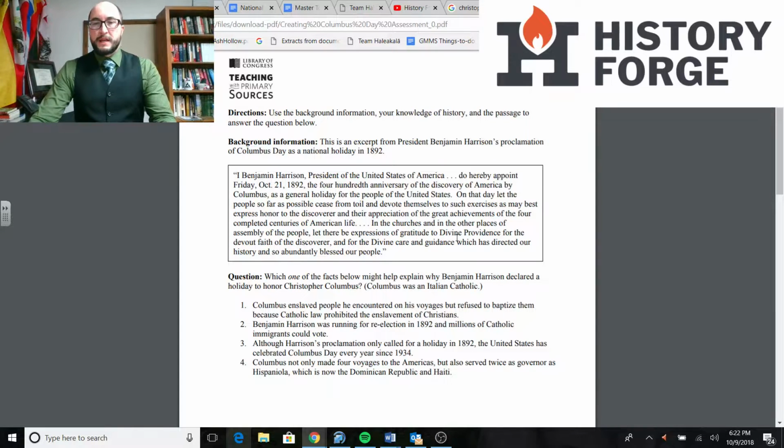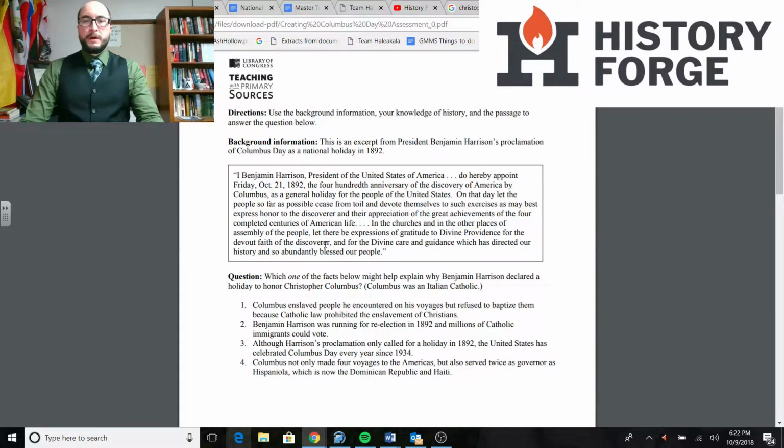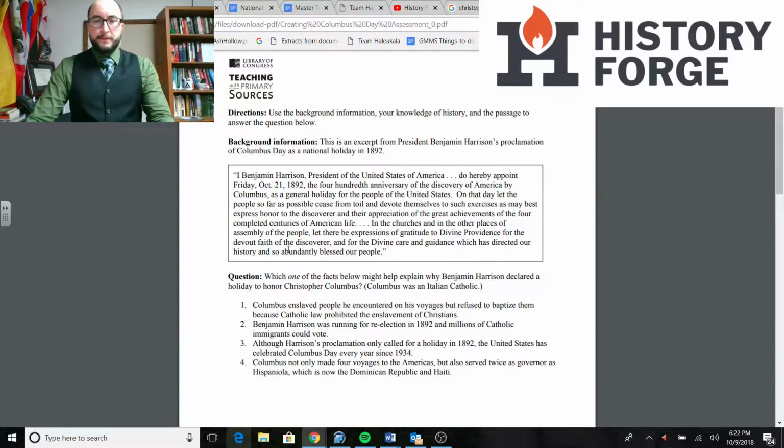In the churches and in the other places of assembly of the people, let there be expression of gratitude to divine providence for the devout faith of the discoverer and for the divine care and guidance which was directed our history and so abundantly blessed our people.